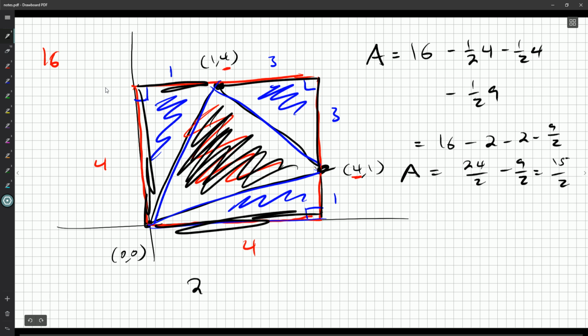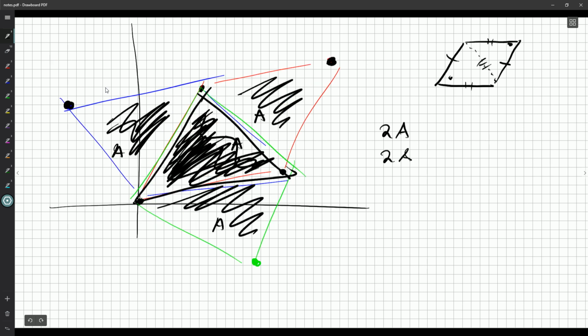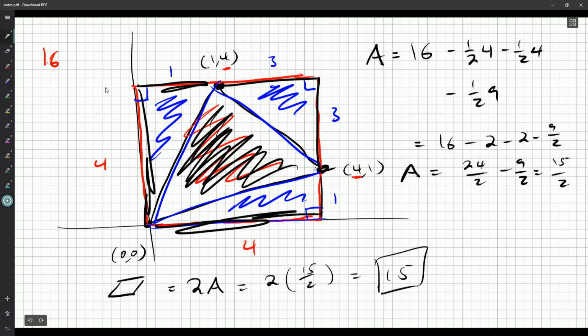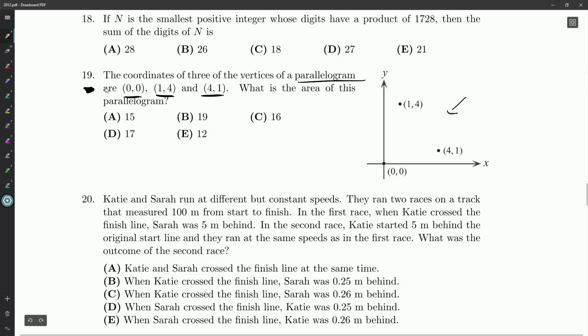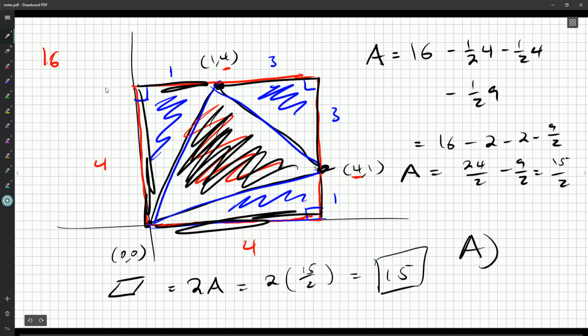We need to double it. 2A is the area of the parallelogram. So 2 times 15 over 2, and we can see that's just going to be 15. So whichever parallelogram we make, the blue parallelogram, the green parallelogram, whichever one, they'll all have the same area, and that will be 15. And that's going to be answer A. So we bubble in A.